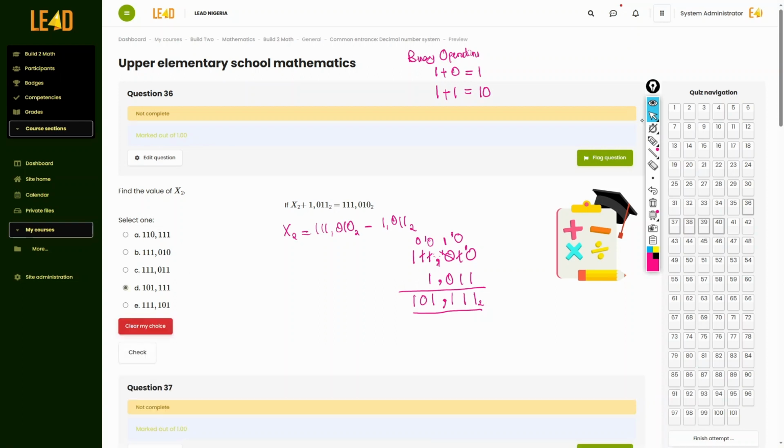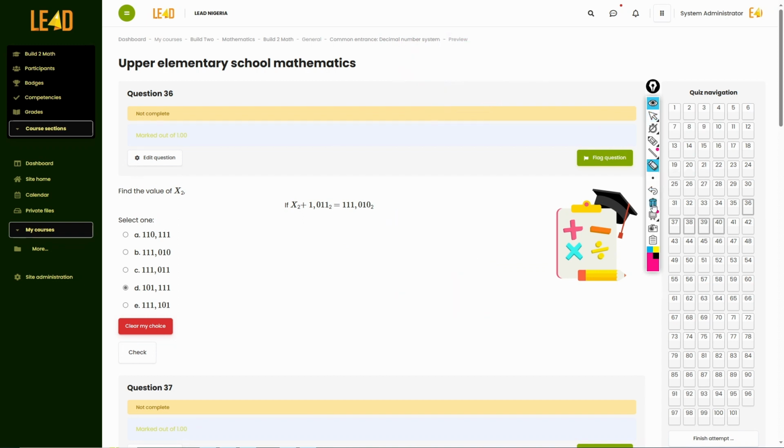So binary operations, you may need to do a bit more than this. Maybe I'll do a video and link it over time. But the basic rules you need to learn is 1 plus 0 is 1 and 1 plus 1 is 0. Everything else can be derived from this. Okay, that's 36. So let's move on.